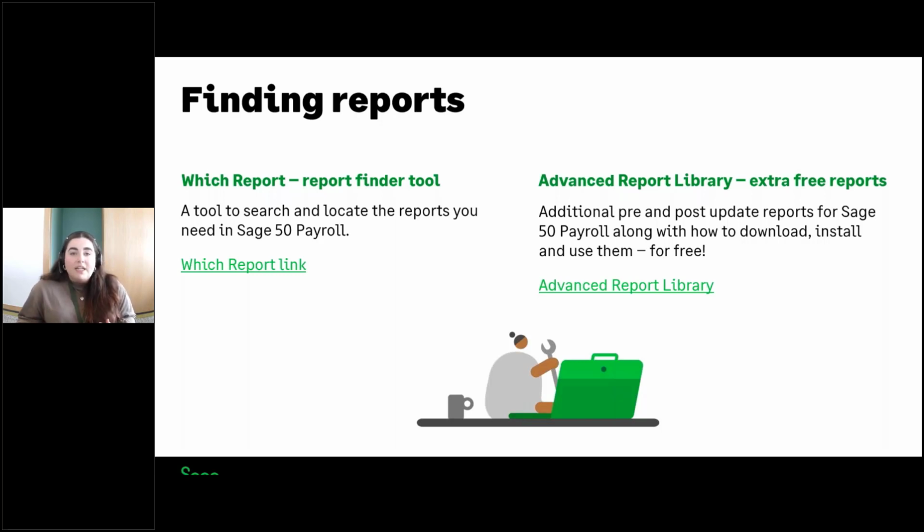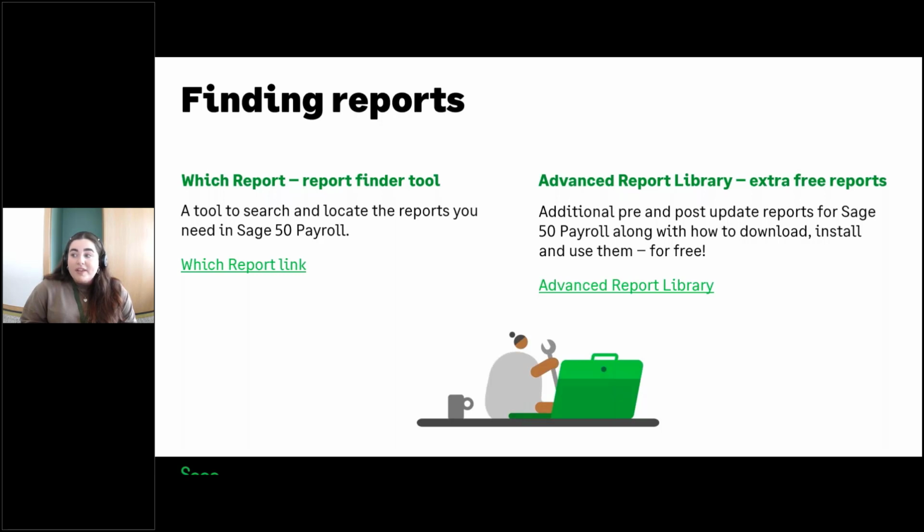So if I typed in attachments, for example, and I wanted a report to show attachments, the Report Finder tool would show the results of any reports that have attachment information. It'll also show you where to find those reports and a description of them too. So that's a really handy resource.